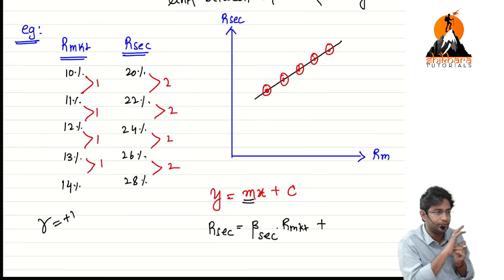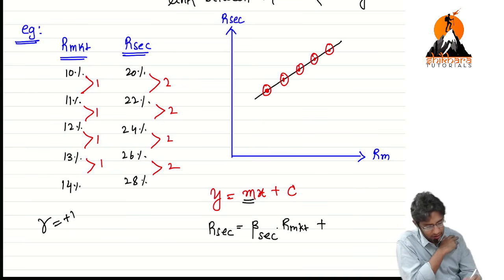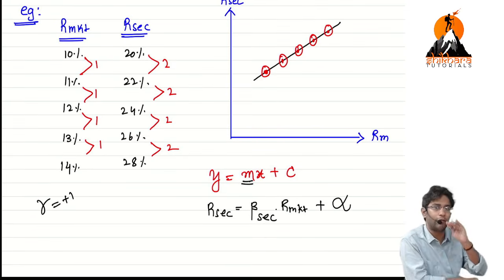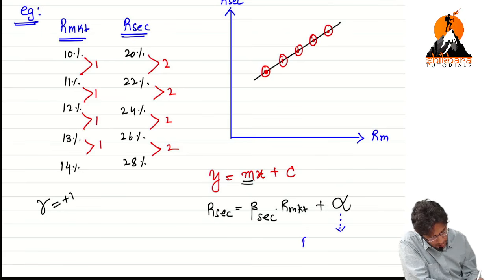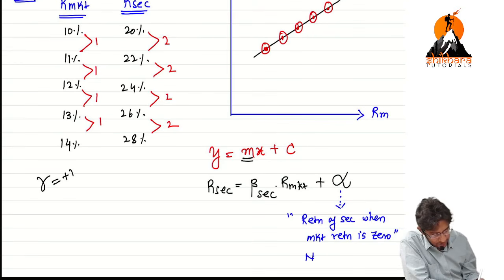A point. This coincidentally, unfortunately, is also called alpha. This is not the alpha we learned. That is Jensen's alpha. Jensen's alpha is expected return minus required return. This is not that. This is the return of the security when market return is 0. This is definitely not Jensen's alpha.